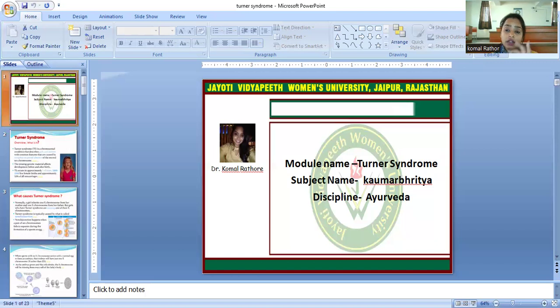We talked about Down syndrome, where there is only trisomy of chromosome number 21. In Down syndrome, an extra chromosome 21 is present.